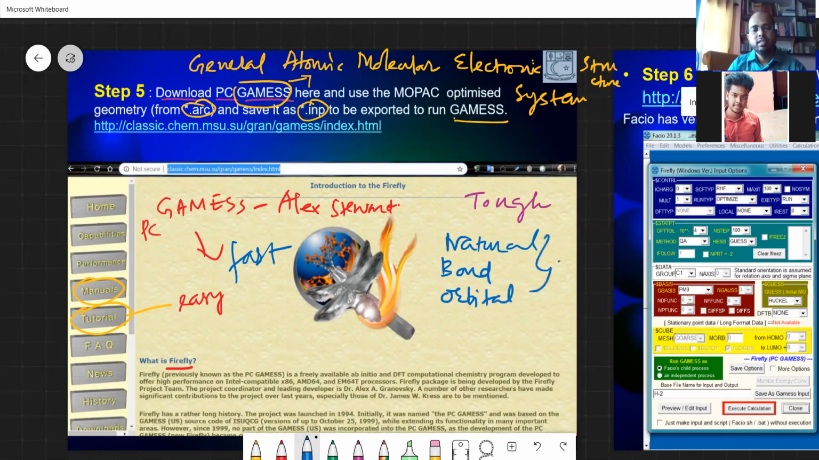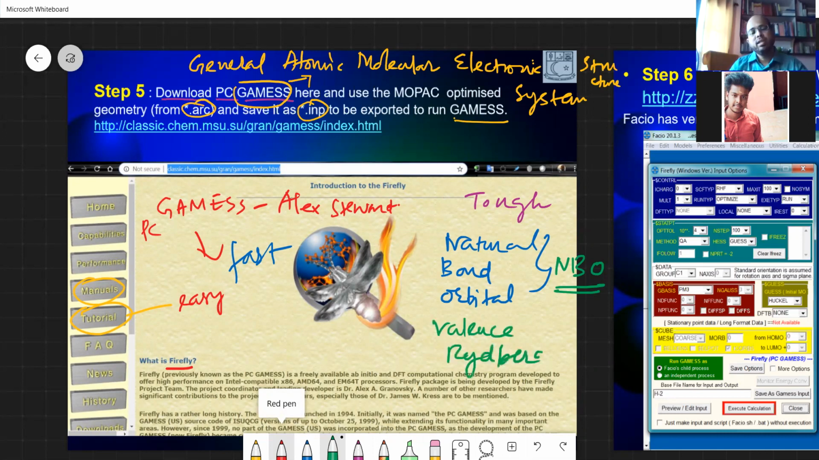It is called NBO. NBO population and NBO charges are very useful in estimating the electronic distribution, and for estimating what we call the valence level electrons as well as the Rydberg level. I think I told you about the Rydberg. The Rydberg level belongs to an excited or virtual level.